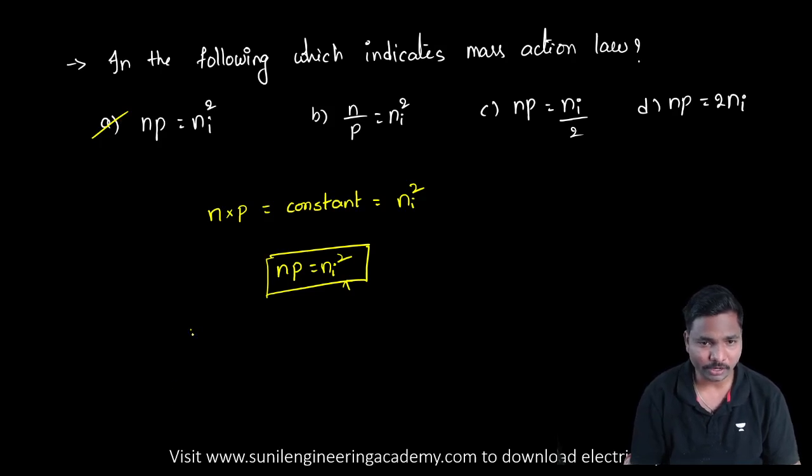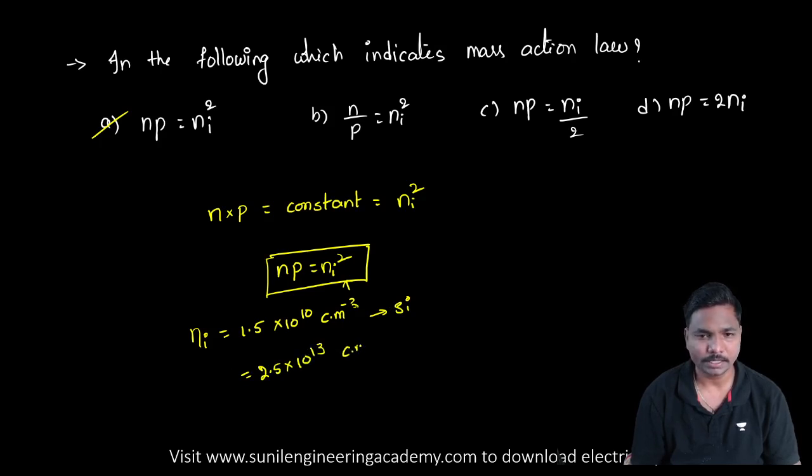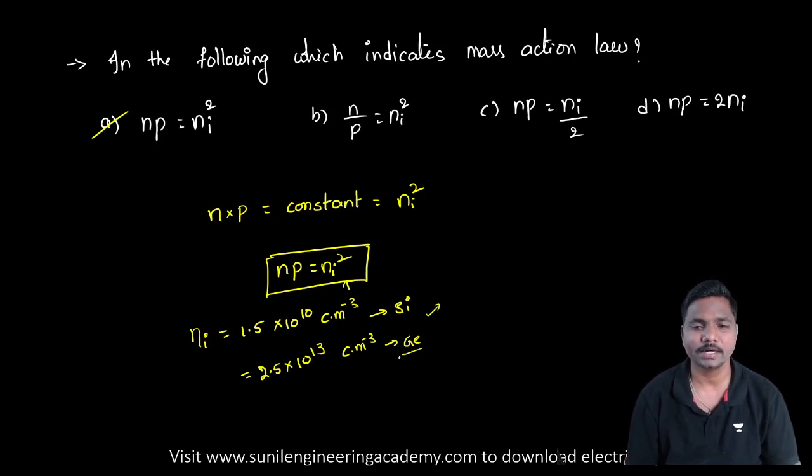We have the values for intrinsic concentration: for silicon, it is 1.5 into 10 power 10 per centimeter cube. In case of germanium, it is 2.5 into 10 power 13 per centimeter cube. So germanium 2.5 into 10 power 13, silicon 1.5 into 10 power 10. In the PDF I have given all the differences between silicon and germanium. Try to download the PDF. Here the answer is np equals ni square.